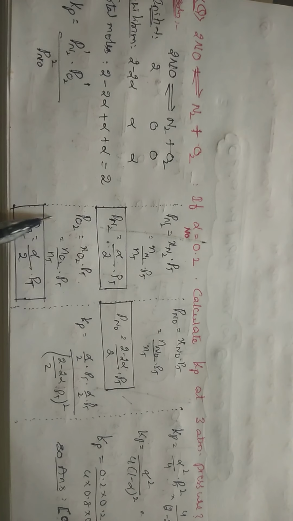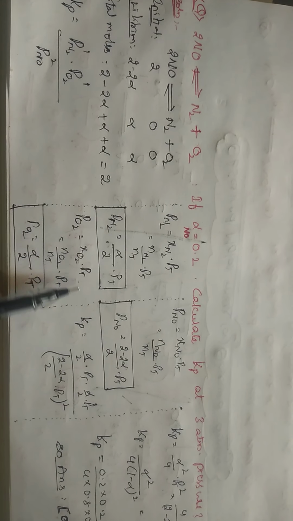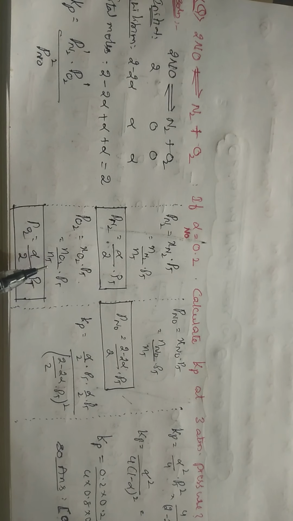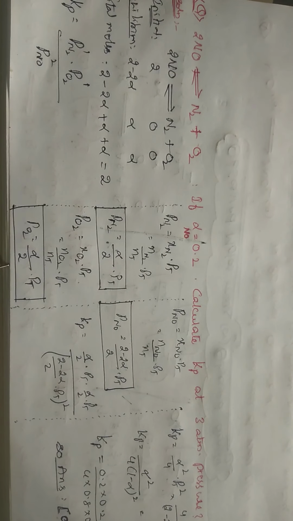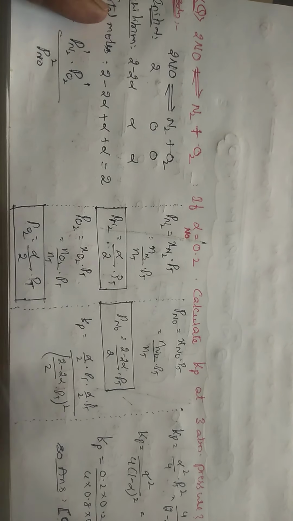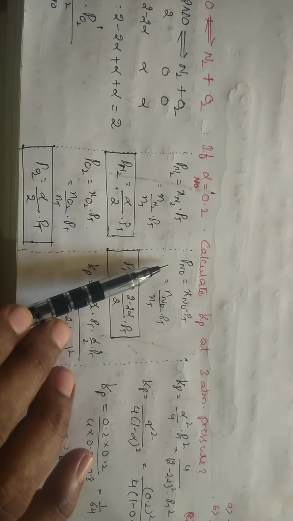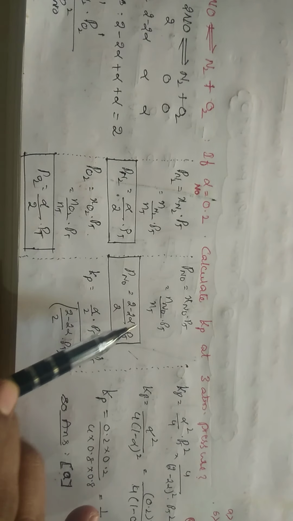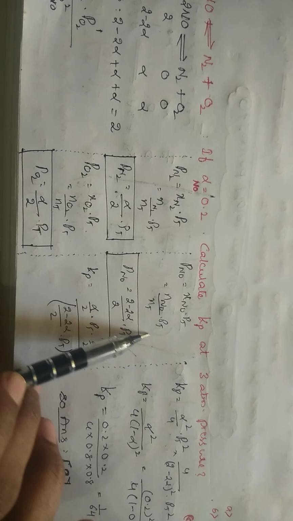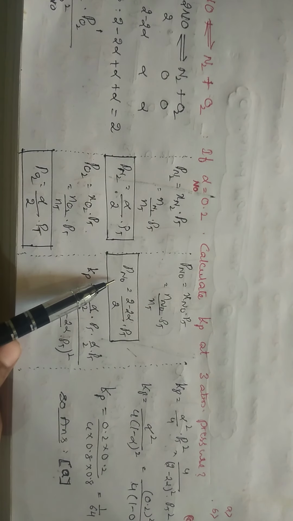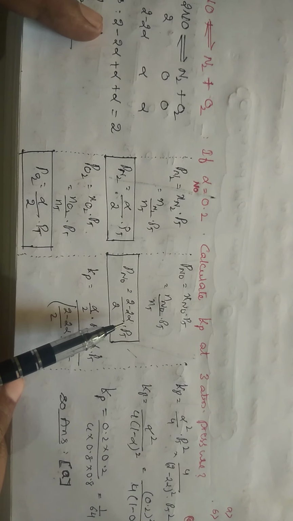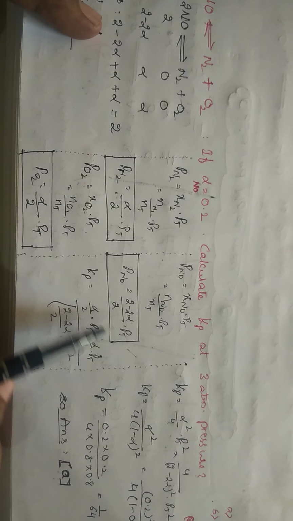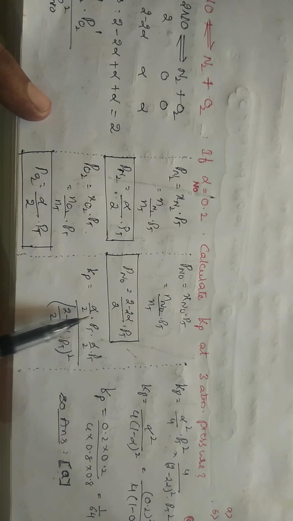In the same way you will calculate for PO2. Mole fraction of O2 into total pressure. Number of moles of O2 by total number of moles into total pressure. Number of moles of oxygen is alpha, total number of moles is 2, and total pressure is PT. And for the partial pressure of NO, it is mole fraction of NO into PT. Number of moles of NO are 2 minus 2 alpha, by total number of moles 2, into PT. So Kp will be alpha by 2 into PT.